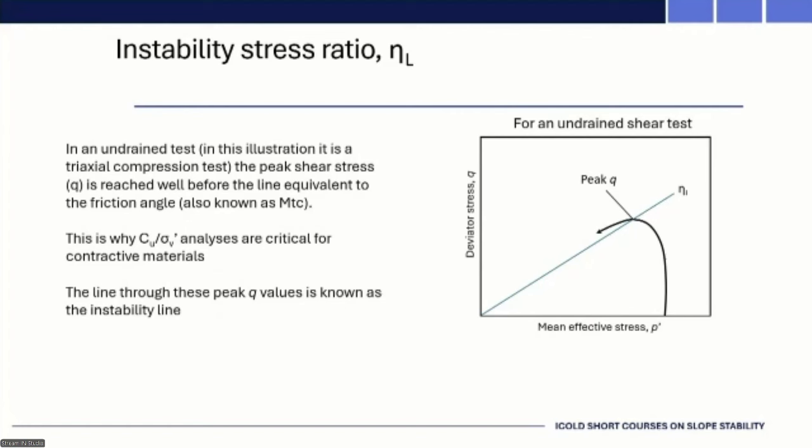It mobilizes a peak shear stress at a value that's lower than you'd get if you had a drained test. This is where you're triggering this undrained transition. So we reach that peak well below the line that's equivalent to the friction angle, or what's called MTC, the M value for triaxial compression. So this is why we carry out these strength ratio calculations, Su over sigma prime. If the material is contractive, we really need to do these analyses, and we need to know what those numbers are to determine what we plug into the analyses of peak factor of safety.